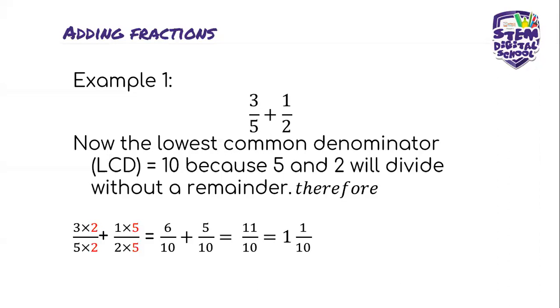So we multiply 3 as well by 2. So we are multiplying 5, which is the denominator, by 2 in order to get 10. Remember, we said that the lowest common denominator is 10. Therefore, the only number that you can use to multiply 5 with is 2 if you want to get 10.